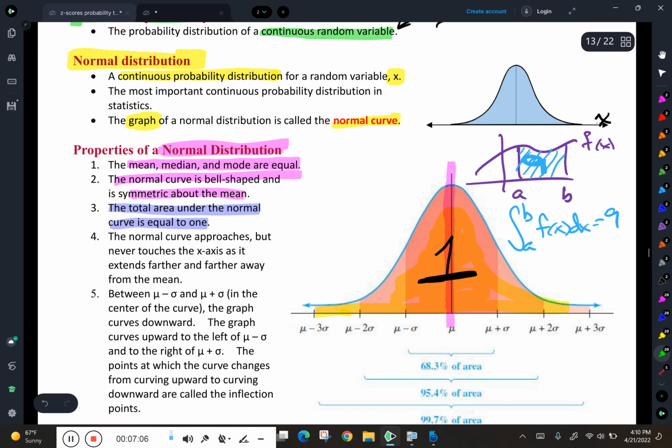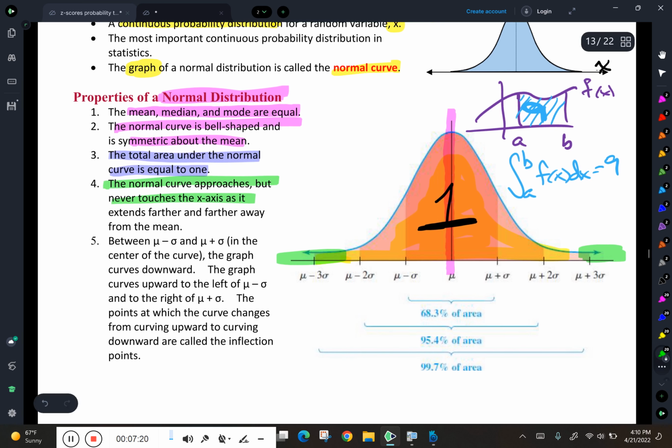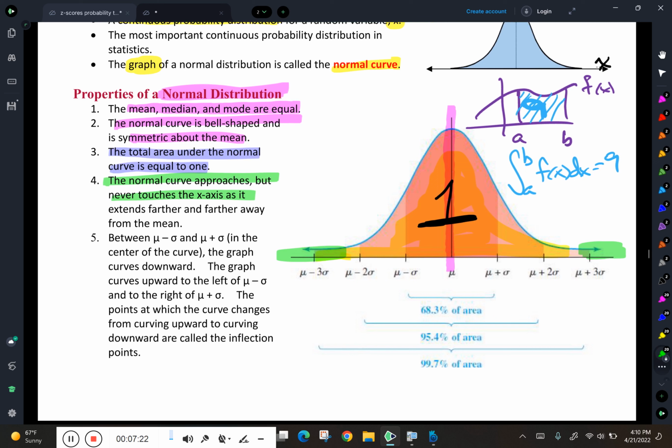This next little bit here says that on that normal curve, you've got those asymptotes. It never touches the x-axis as it extends further and further, but it approaches. So out here, you're going to get an asymptote. Out here, you're going to get an asymptote. Right? You'll notice that the shape of the graph changes. So I'm going to erase some stuff here so I can talk about the shape.